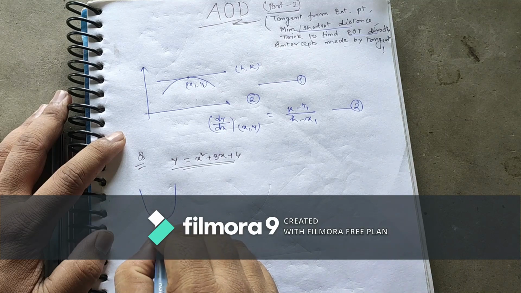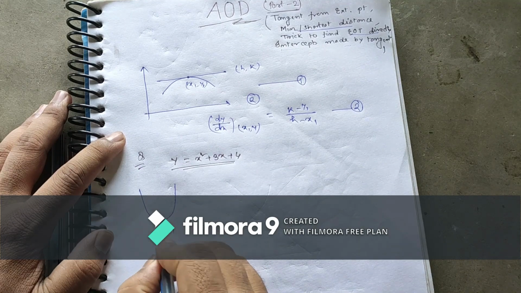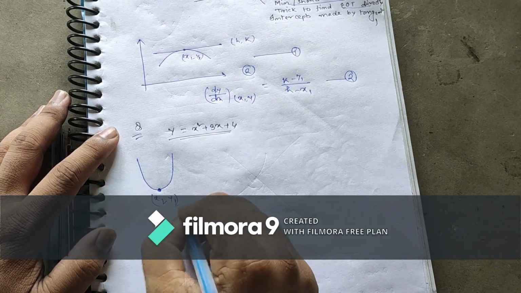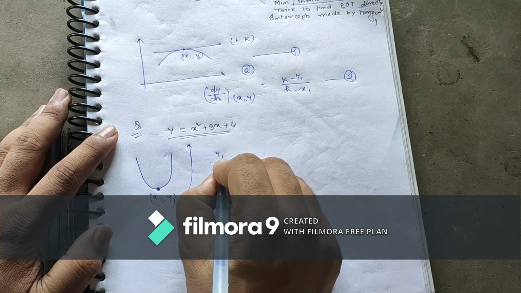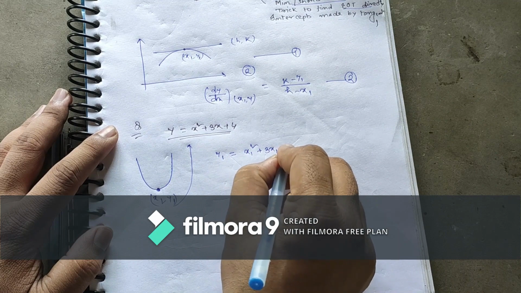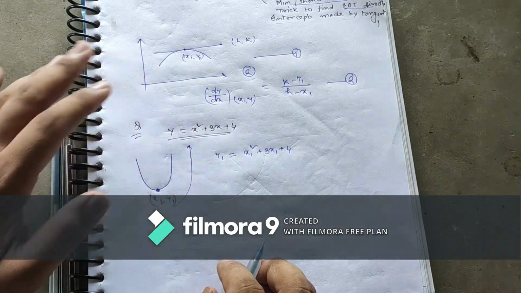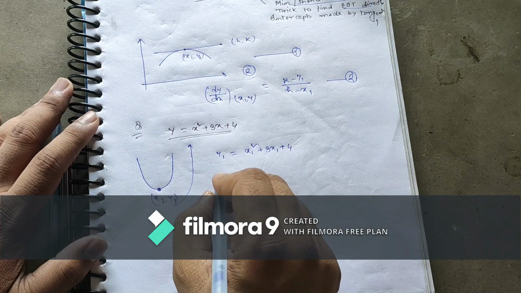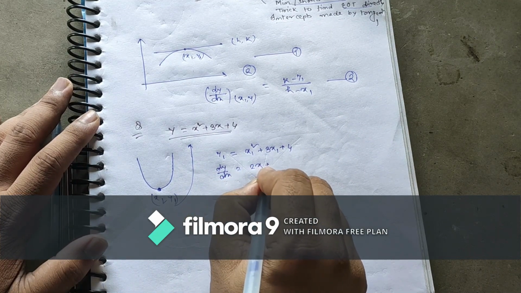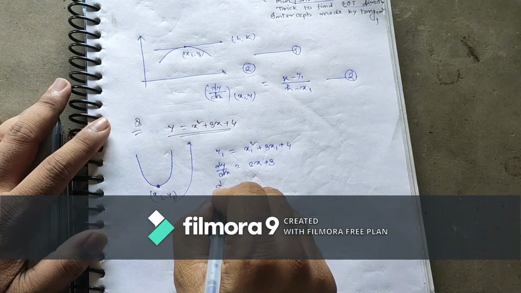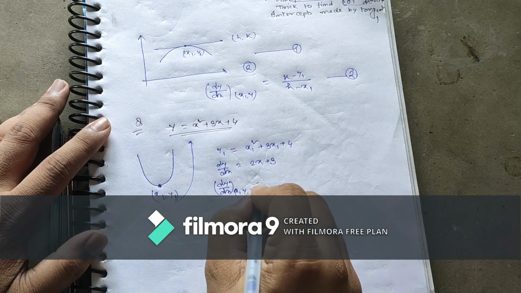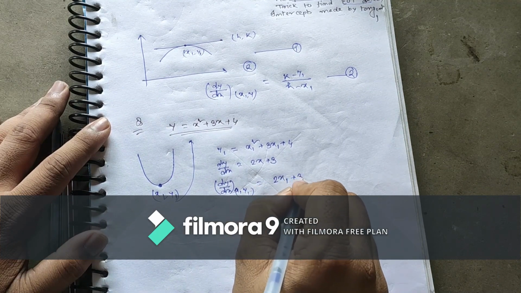So let us assume the curve is like this. We assume one point here, that is x1, y1. First we need to put this point on this curve. So we get y1 equals x1 square plus 3x1 plus 4. Now the second part is equating the slope. First of all we need to find dy/dx. So dy/dx is 2x plus 3 here. So dy/dx at the point x1, y1 is 2x1 plus 3.